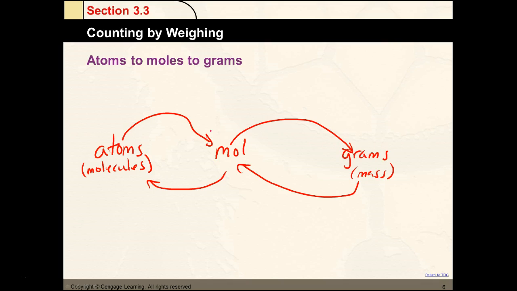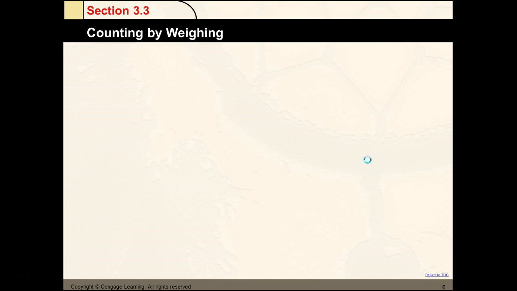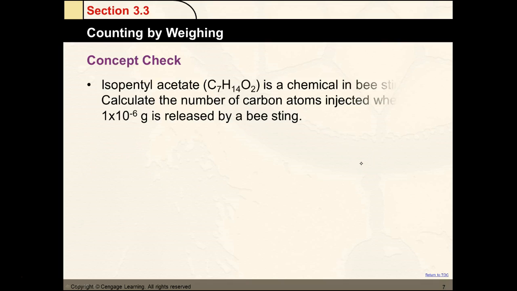You always have to make a pit stop here with moles, right? And sometimes you'll stop here and you'll be done with your calculations. It just depends on what your question is asking. So let's do one more example. This one's a bit more tricky because it's not actually asking us for atoms or moles or grams. So we're going to have to see what we can do here to manipulate what we know and try to arrive at the correct answer.